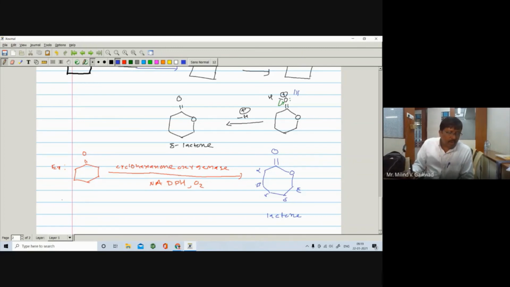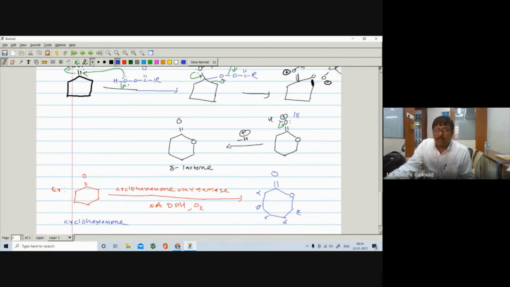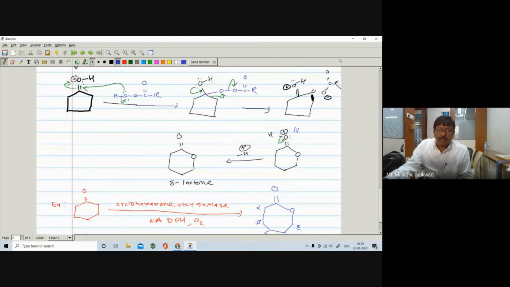So the conversion of a cyclohexanone into the corresponding lactone. So the mechanism, just now you have learned the mechanism for the 5-membered. In the same way, you have to write down the mechanism for the 7-membered. Similarly, if the size of ring is 4-membered, the 4-membered will convert into 5-membered, right? So in this way, we can write such type of example, right? So in this way, we have seen the Baeyer Villiger oxidation reaction.